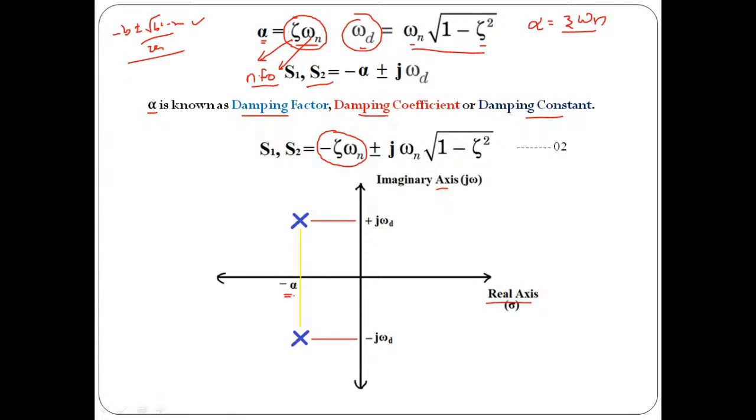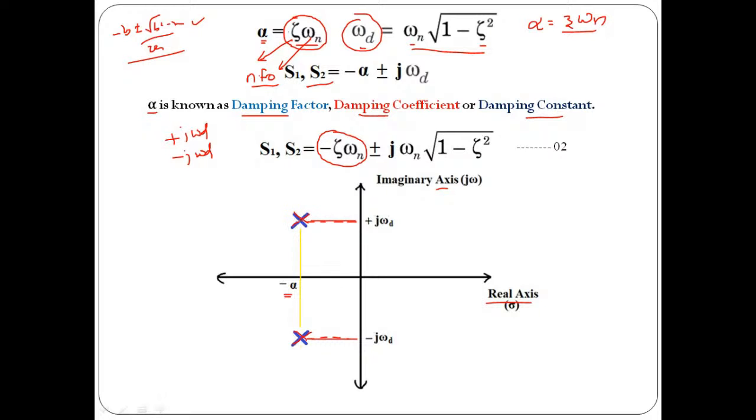So this indicates minus alpha, and it has two imaginary parts. First one will be plus j omega d, and second one will be minus j omega d. So this will be your first pole, and this will be your second pole.